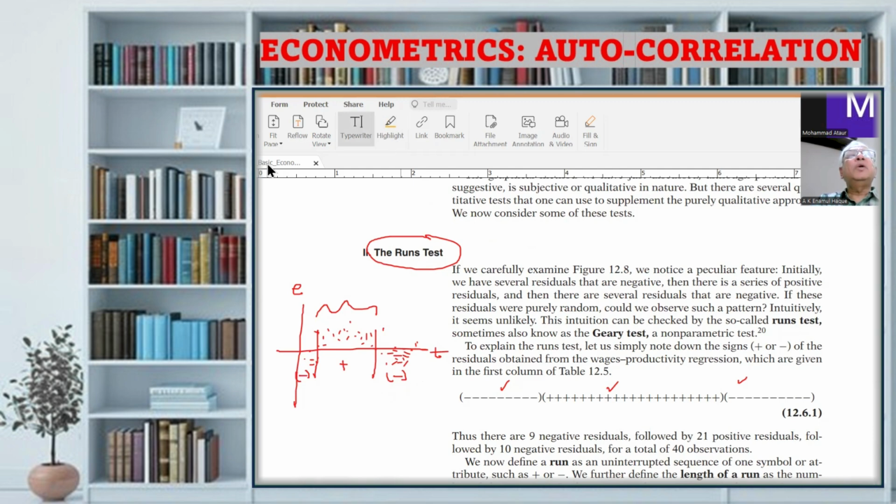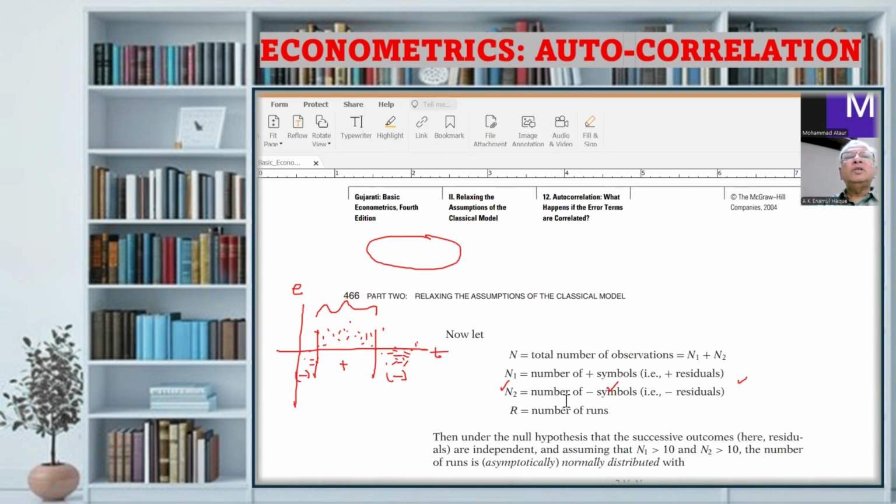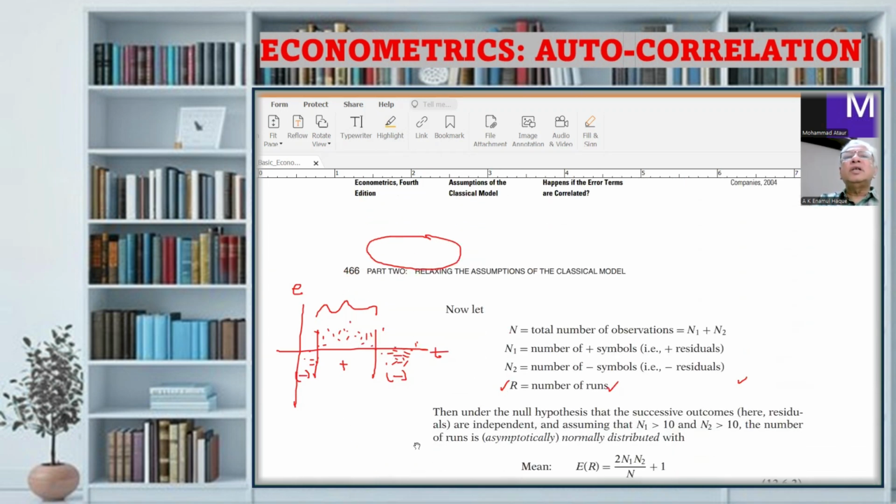So how do I test it? How do I know it is also in the population? That's the logic. So they said, let us define certain things. Let us define number one, N1. What is N1? Number of positive signs. Let's say there are 20 data. So we have N1 equal to 20 in this range. Let's say this is here 10 and this is here 5. So N1 is 10, 20. N2 is 10 plus 5, which is 15. And what is N? Total observation, which is 35. N1 is positive. N2 is negative.